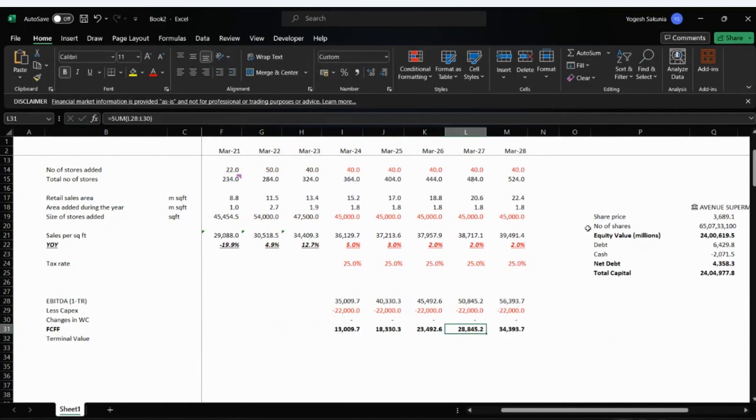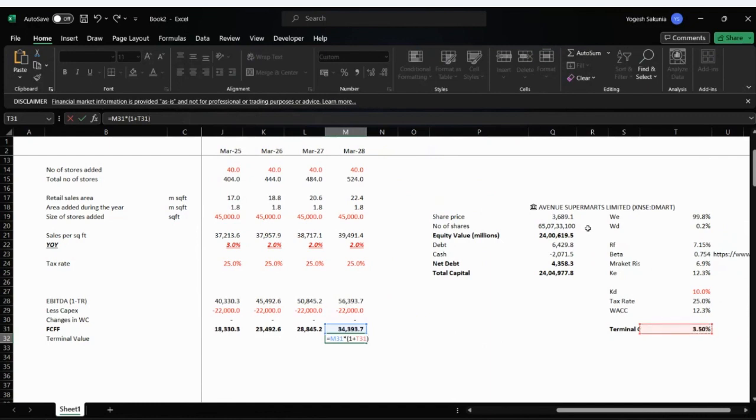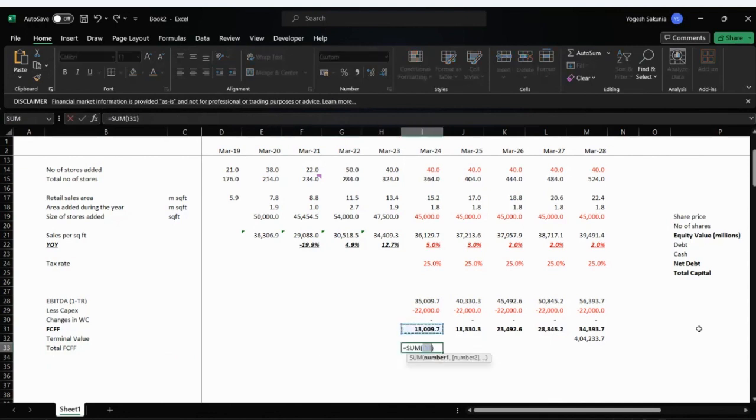So this is into 1 plus growth rate, divided by WACC minus growth rate. Okay, present value of a growing perpetuity. And then we can get the total, which is basically the summation of these two numbers.